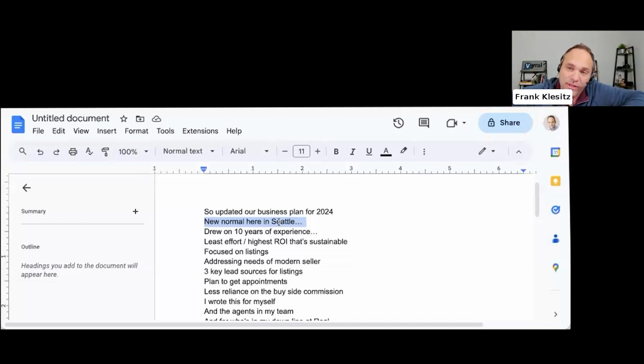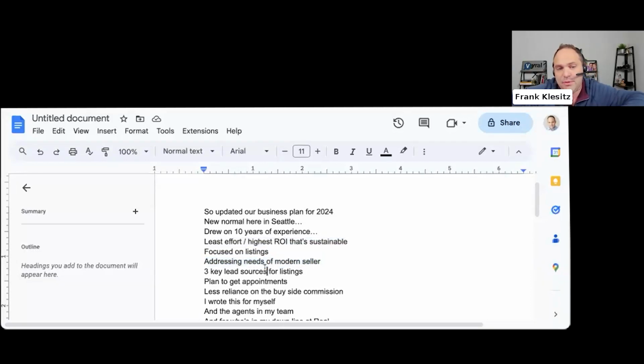The new normal here in Seattle is transactions are really low and it's really expensive to buy a house here. And we're going to have to focus on listings. So I sat down, I drew on 10 years of experience in the business and tried to figure out what is the absolute least amount of effort to get the highest ROI in listings in a very competitive market like Seattle that's sustainable, while I make sure I address the needs of the modern seller.